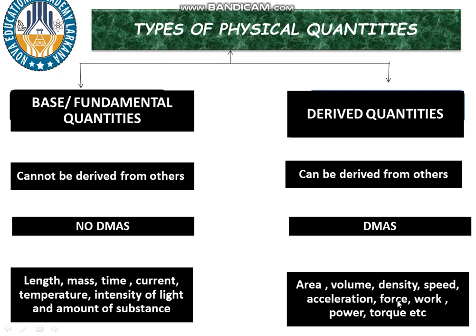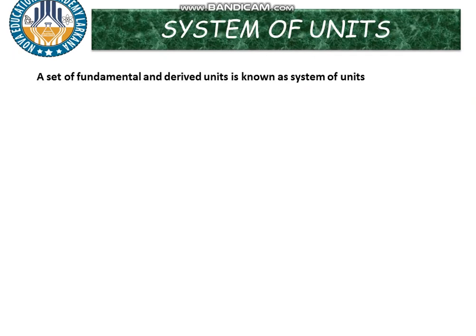Force. F is equal to ma. Mass is a fundamental quantity and acceleration is a derived quantity. Here the multiplication of a fundamental and a derived quantity gives force. Work, force into displacement. Power, work upon time. Torque, the product of position and force. So all these other examples are also from the derived quantities. There is no fixed number of derived quantities other than these seven. All quantities are derived except some supplementary quantities, plane angle and solid angle.